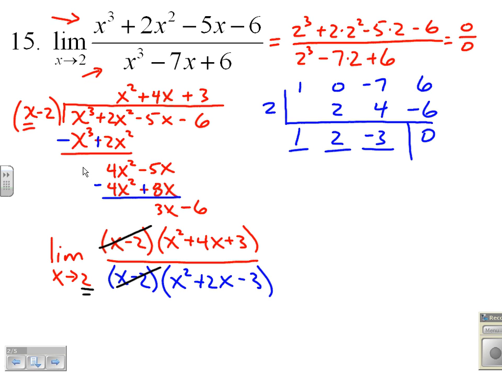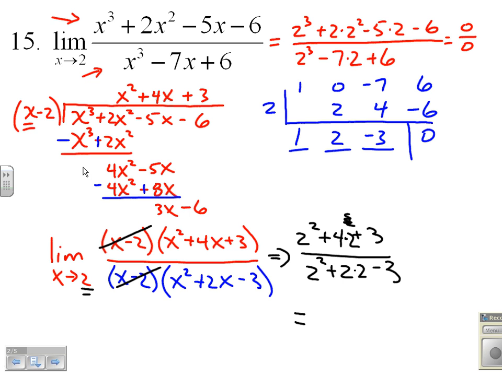As I direct substitute 2 into this, I get 2 squared plus 4 times 2 plus 3 on 2 squared plus, that's not 4 squared, I'm sorry, 4 times 2. 2 squared plus 2 times 2 minus 3 in the denominator. And I end up with in the numerator 4 and 8, 12, and 3, 15. In the denominator 4 and 4, 8, minus 3, 5, for a nice clean limit of 3.